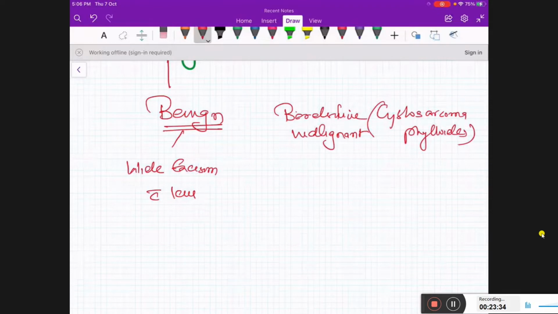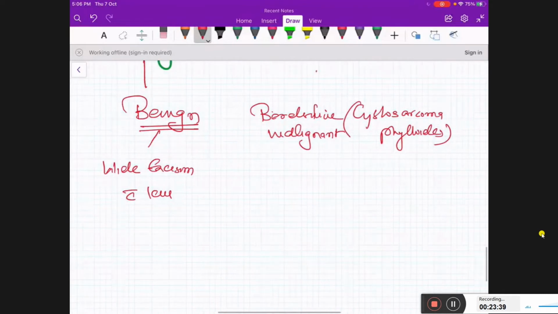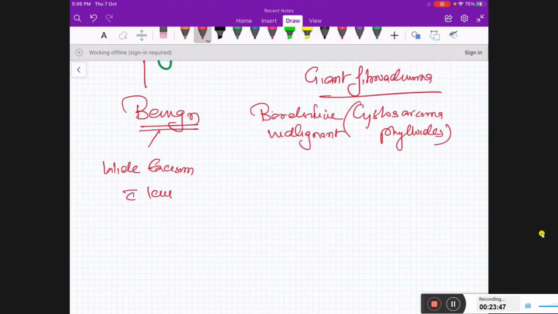If it is a borderline malignant phyllodes tumor or cystosarcoma phyllodes, which was earlier called giant fibroadenoma, this term is no more used now, but you may still find giant fibroadenoma written in previous edition books. So giant fibroadenoma was a term earlier used for cystosarcoma phyllodes, and in a borderline malignant phyllodes, the treatment is wide excision with 1 centimeter margin followed by radiotherapy.